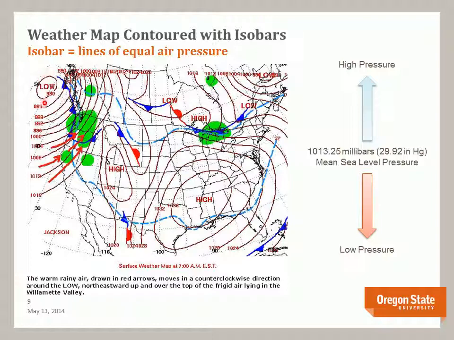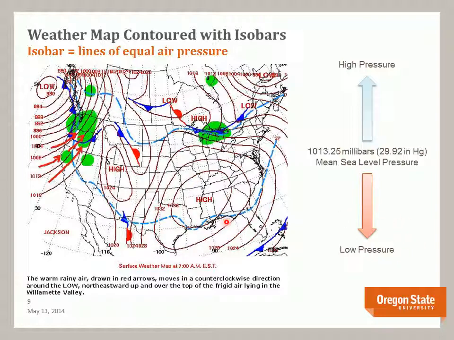So what does it mean to be low pressure and high pressure? Well, that's explained in this part of the diagram over here. High pressure and low pressure are defined relative to the mean sea level pressure, which is 1013.25 millibars or 29.92 inches of mercury. Any pressure that's above that value is referred to as high pressure. Any pressure that's below that value is referred to as low pressure.